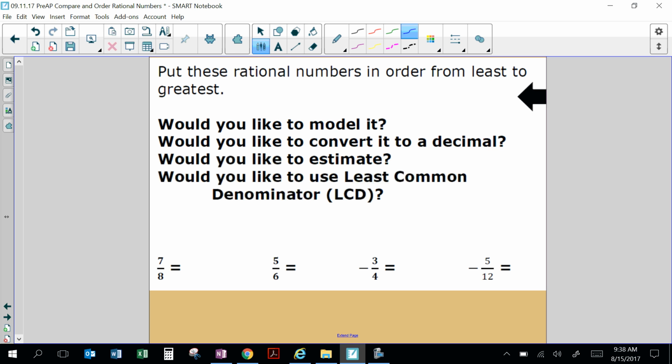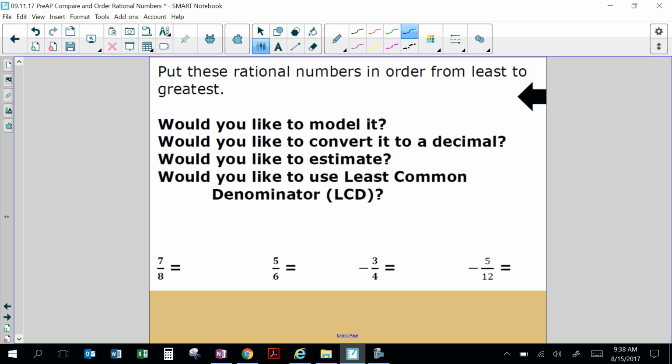Put these rational numbers in order from least to greatest: 7/8, 5/6, -3/4, -5/12. So, would you like to draw them? Ugh. I could if I want to. Do I really want to draw a rectangle and cut it into 12 parts and shade? I can if I want to.